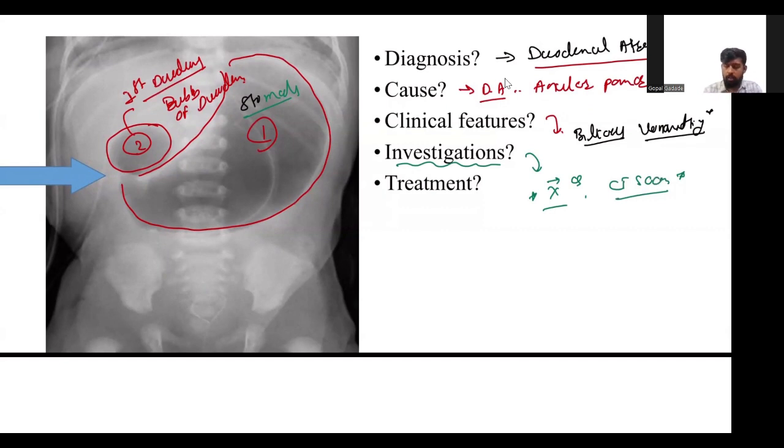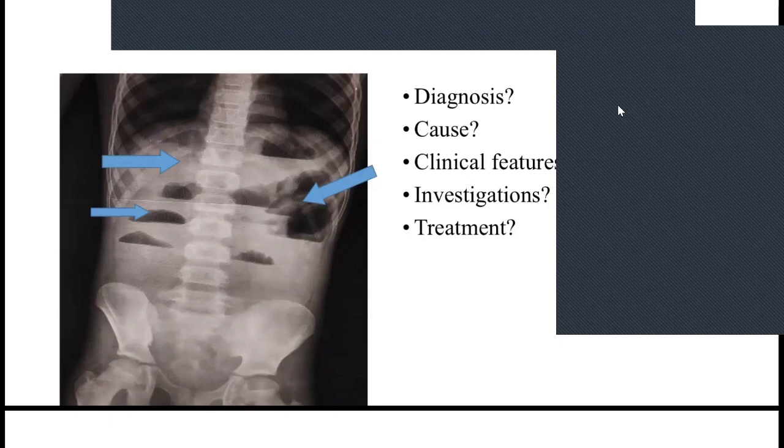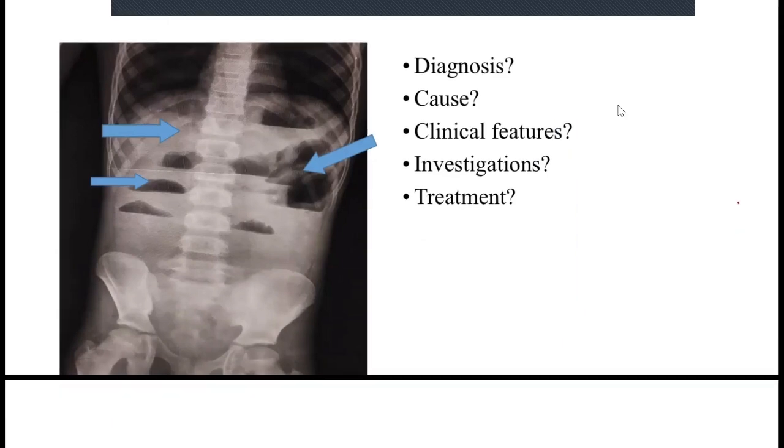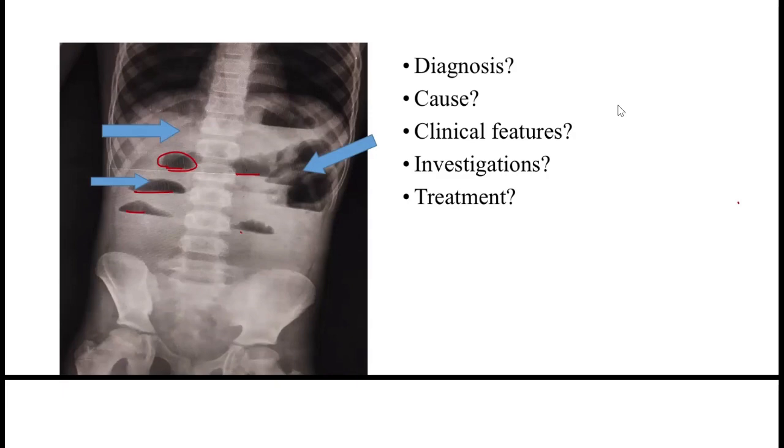So this is the next X-ray. It is showing the multiple air fluid levels in the center of the abdomen. So what is the diagnosis? This could be a small bowel obstruction. So what are the causes of small bowel obstruction? The most common cause of small bowel obstruction overall is post-operative adhesions, more common than the hernia.